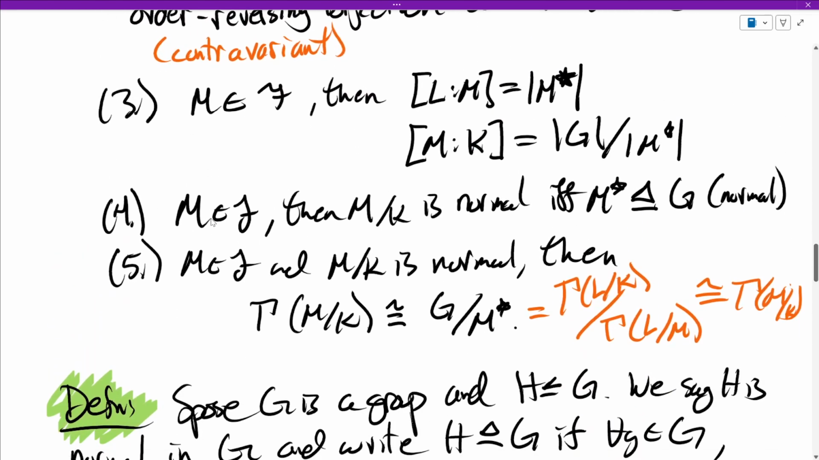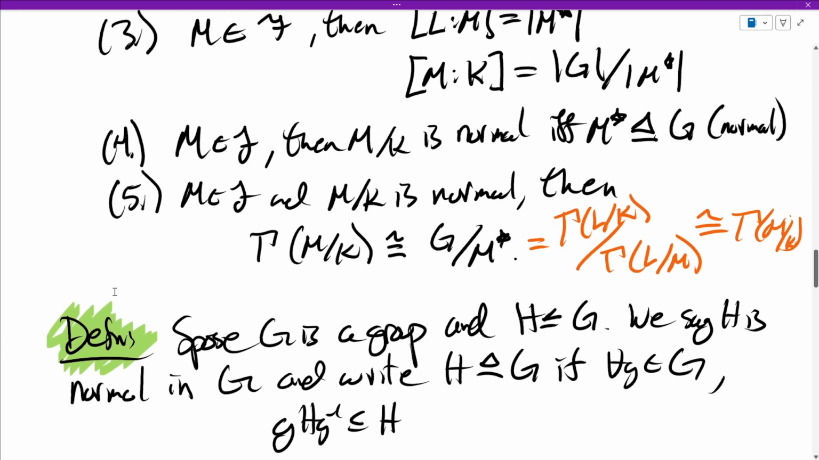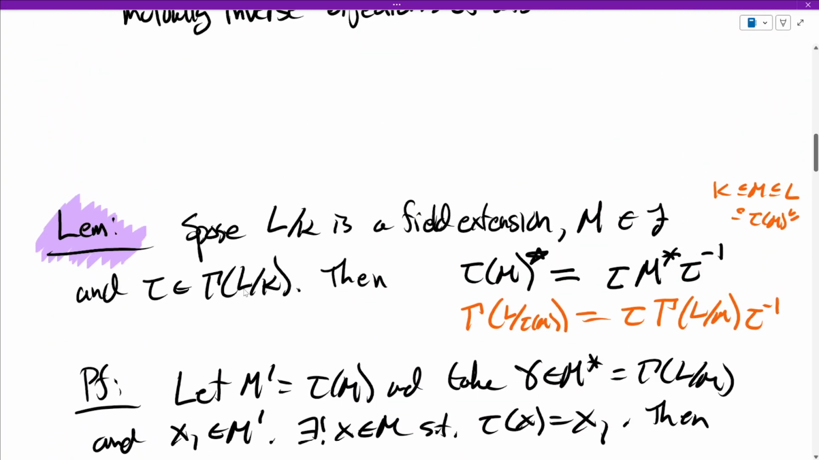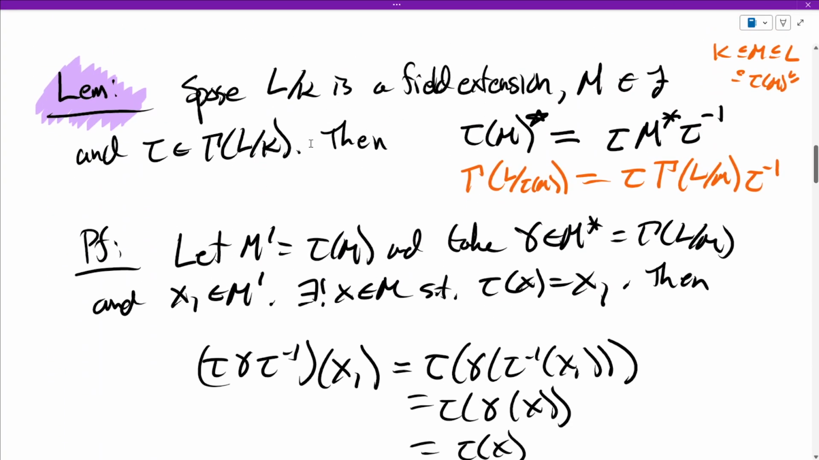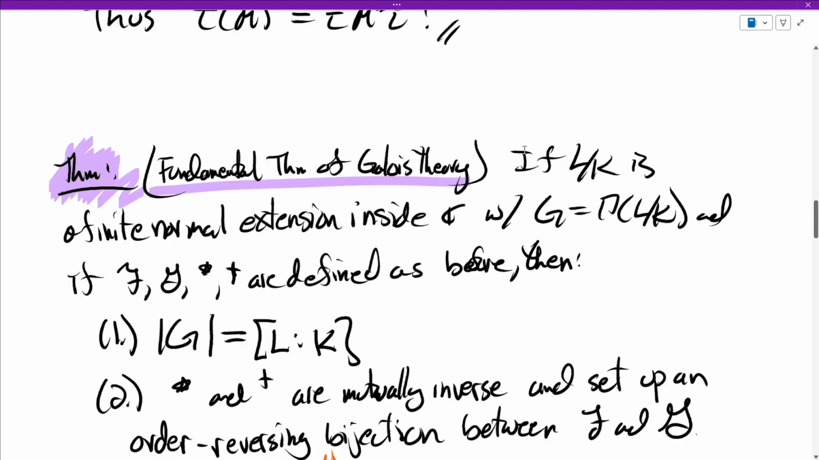Now we need to take an intermediate extension and show it's normal if and only if the corresponding subgroup of the Galois group is normal. Let me just give you a quick reminder. We proved in this lemma that if we have any field extension and any element tau of the Galois group and any intermediate field M, then tau of M star is tau M star tau inverse. So when we conjugate, that is when we check for normality, it corresponds to applying tau to the intermediate extension.